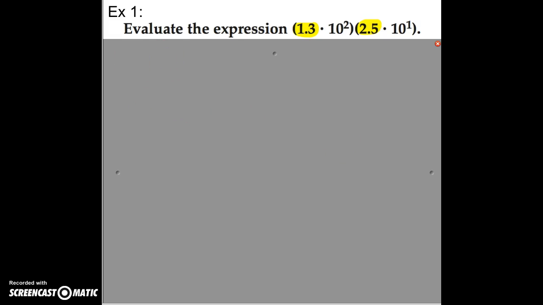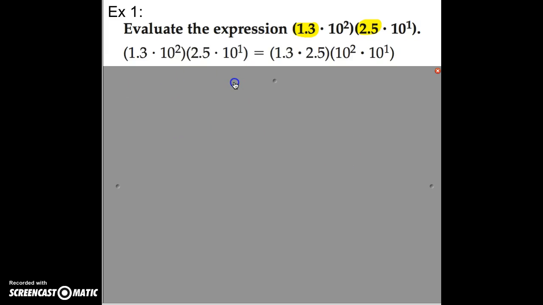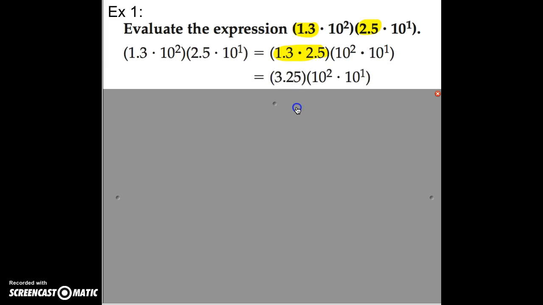I've rewritten this where the 1.3 and the 2.5 are in front. But it really means the same thing. Multiplication is commutative, so you can multiply in any order you want. So it's just easier for me to write it this way. You don't have to rewrite this step, but it might be helpful for you. So 1.3 times 2.5, that's going to be 3.25.